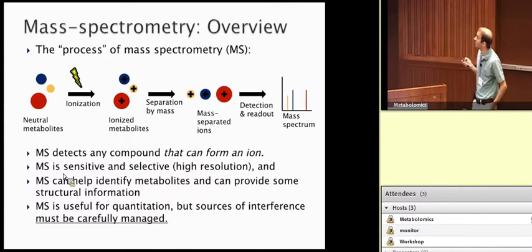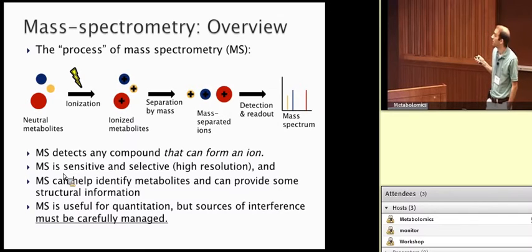So mass spectrometry, how does it work? Mass spectrometry detects any compound that can form an ion, and that's really a critical thing. So we need to take neutral metabolites after they come off of our column from separation, zap them with some sort of method, make them into ions, separate them by mass. Then we have mass-separated ions. That's good, and then we need to detect them. It's sensitive and selective, which means there's high resolution. I'll show you a little bit about what that means later. It can help identify metabolites, give structural information, useful for quantitation. We wouldn't have even tried if it wasn't.